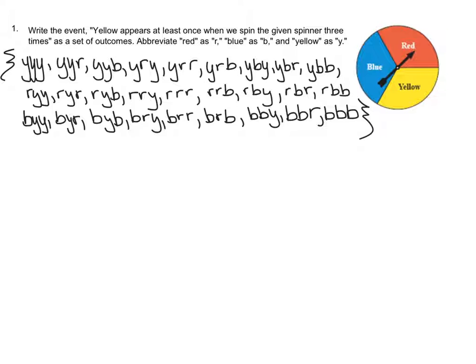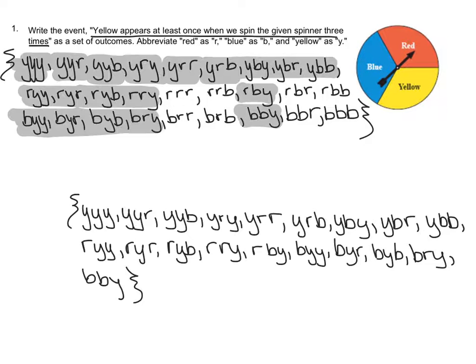Now that I listed all of my outcomes, this entire list of outcomes is called my sample space. From the sample space, I want to write the event "yellow appears at least once when we spin the given spinner 3 times." So I'm going to look at each of these outcomes in my sample space and highlight the outcomes where yellow appears at least once. So that means yellow can appear 1 time, it can appear 2 times, or it can appear 3 times in an outcome. I've highlighted all the outcomes where yellow appears at least once.